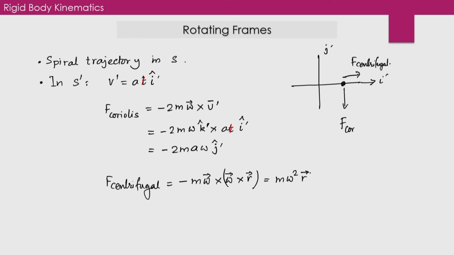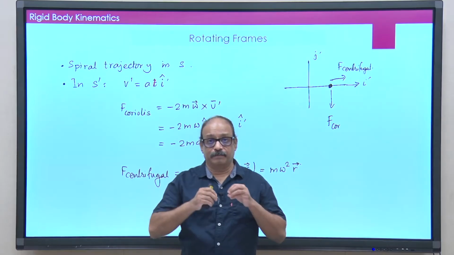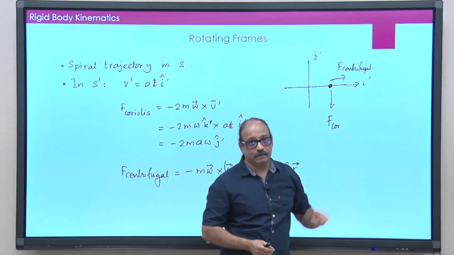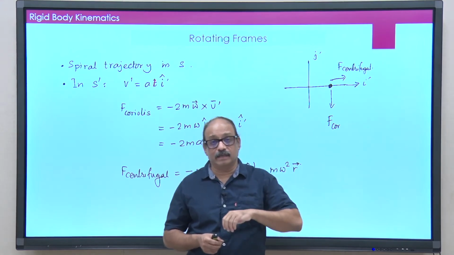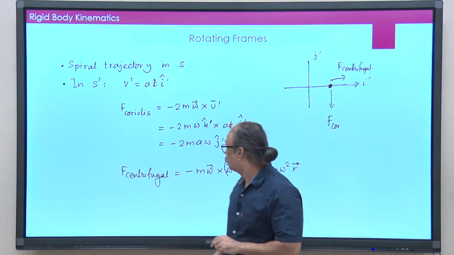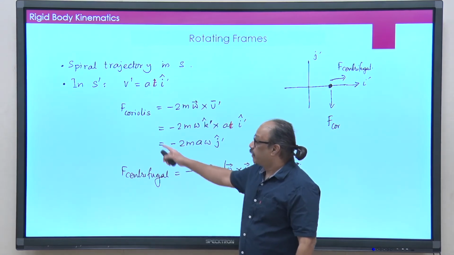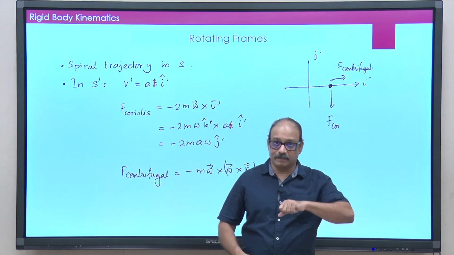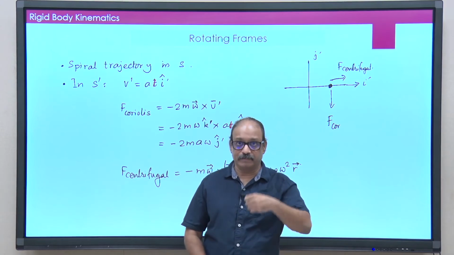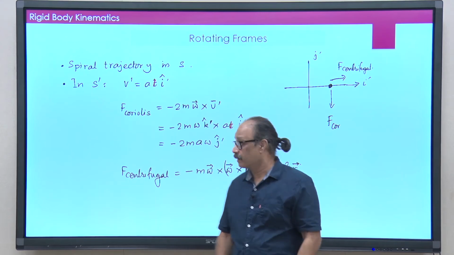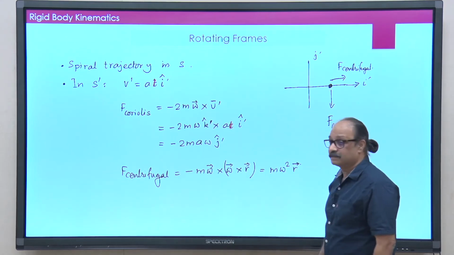Right. So, V prime vector is basically a times I. The particle is only moving along I prime direction, and what happens in the S frame? In the S frame, it traces out an outgoing spiral. Okay, fine. But because it is tracing out a spiral, somebody must be pulling it in the tangential direction. The velocity in the tangential direction is increasing, but there is no velocity in tangential direction here.